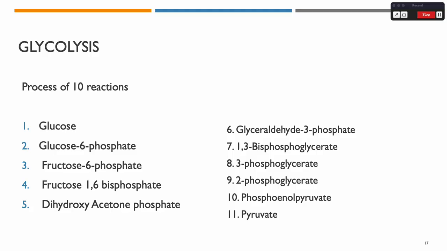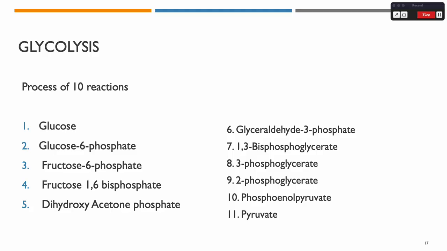And so it's 10 reactions long. We take glucose and get it to pyruvate, from glucose 6-phosphate to fructose 6-phosphate to fructose 1,6-bisphosphate to dihydroxyacetone phosphate. And as you can see, we continue to move things on from glyceraldehyde 3-phosphate, 1,3-bisphosphoglycerate, 3-phosphoglycerate, 2-phosphoglycerate, phosphoenolpyruvate, and then pyruvate.